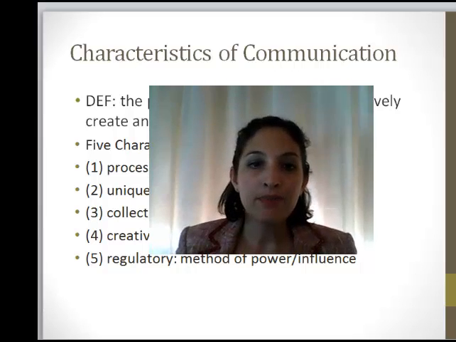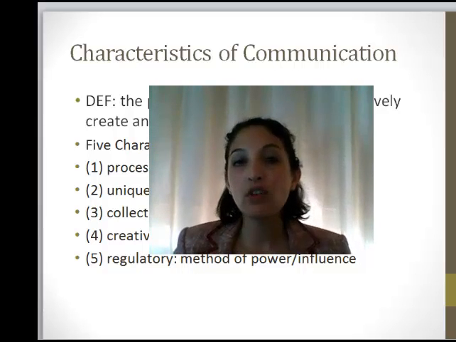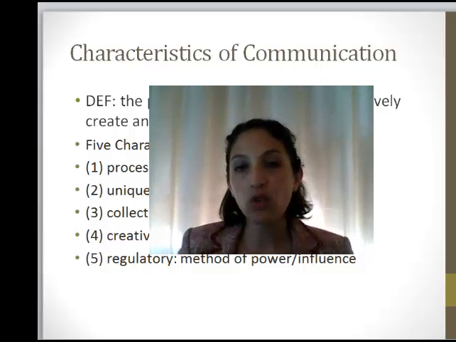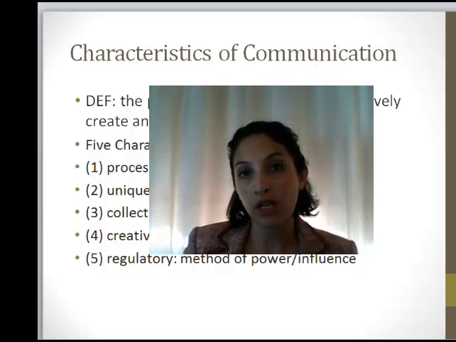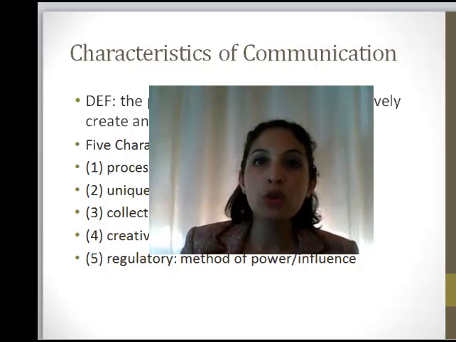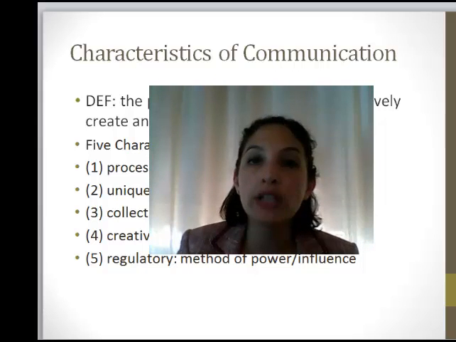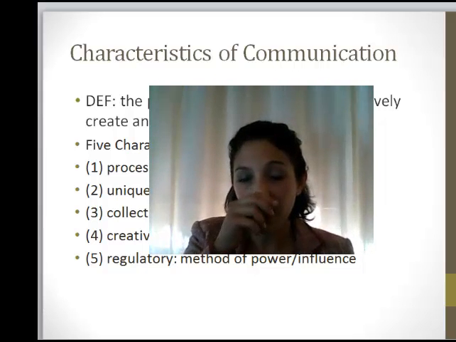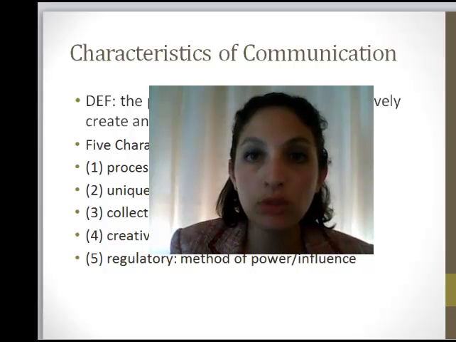And then lastly, it's regulatory. It has influence and it has power. If you've ever lost your voice, and the book talks about this, if you've ever lost your voice and you cannot speak, you'll see the power of communication, right? And when you don't have a voice, how small and frustrating it can be, and how you really feel you can be disheartened from this.